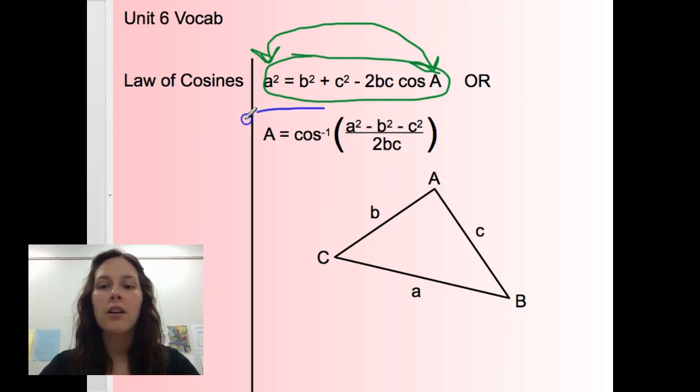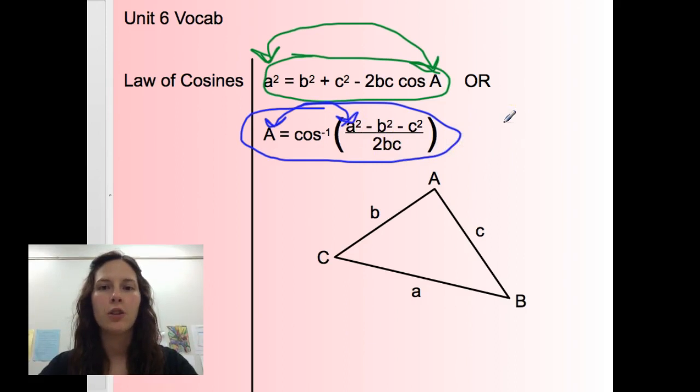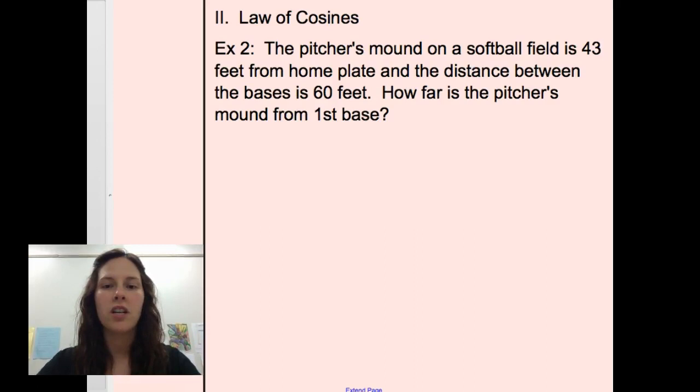If you're looking to solve for an angle, the same thing. The angle that you're looking for is across from that first side that you put in the formula, and the other two sides show up twice. So just make sure you're keeping track of which side is across from which angle.